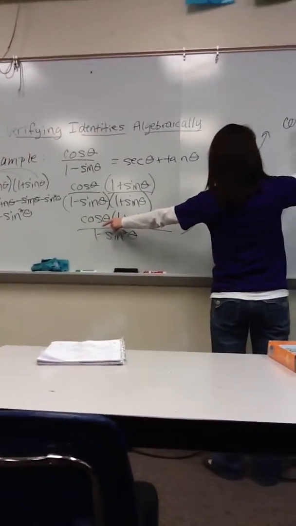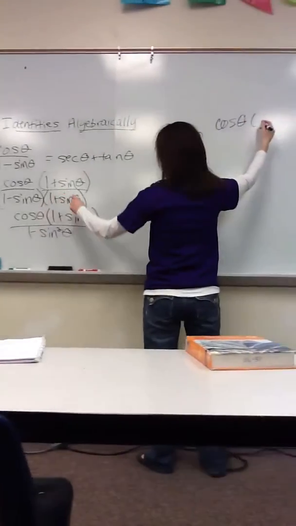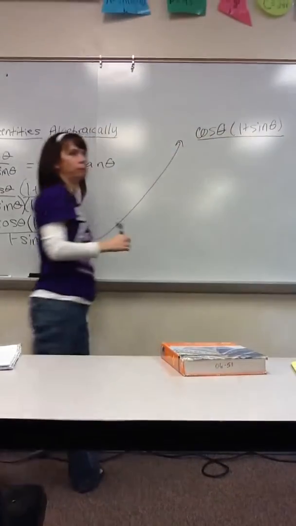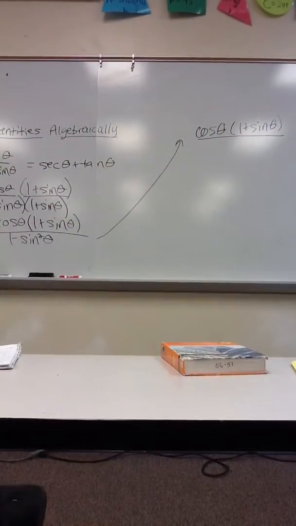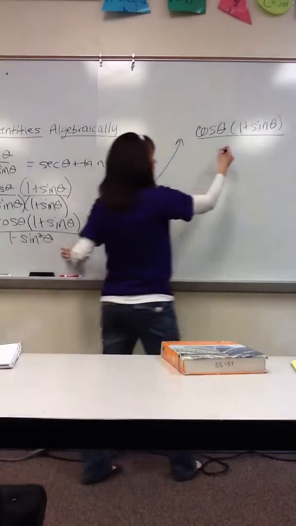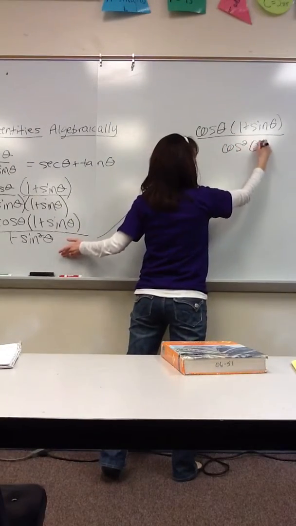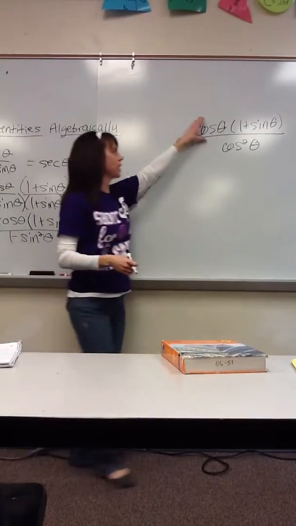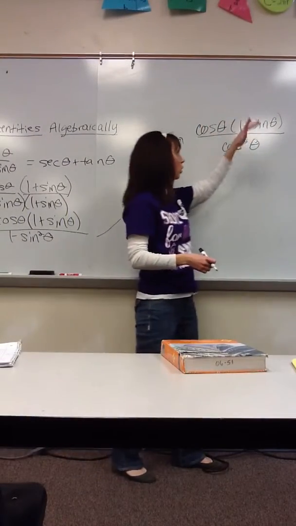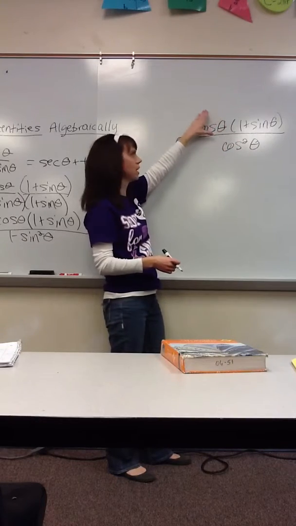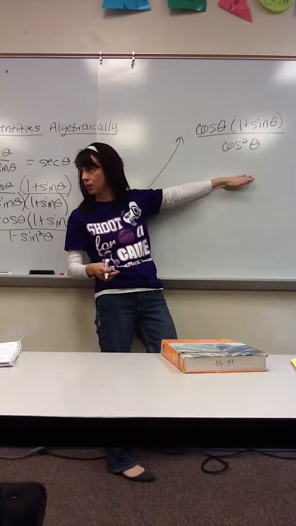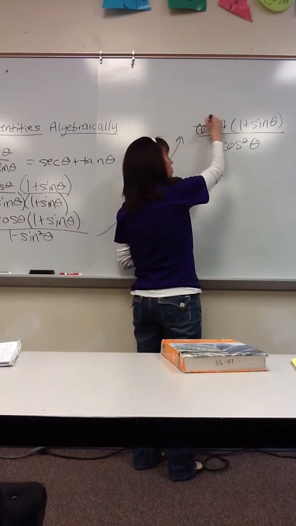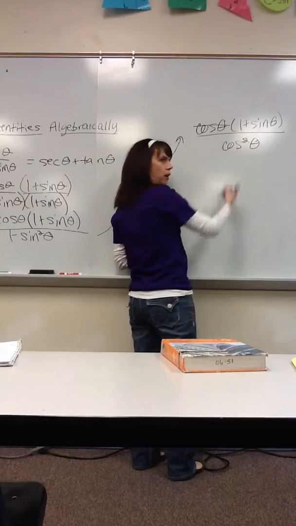I've got the cosine of theta times 1 plus the sine of theta. What do I have on the bottom? Yep, 1 minus sine squared of theta is actually cosine squared of theta. We have cosine of theta times something over cosine squared. So there is a cosine on top, and there are 2 cosines on the bottom. One of them is going to cancel out. So this one is gone, and I no longer have a 2 there.